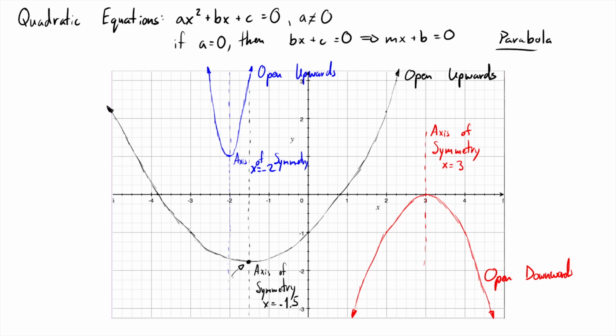This is the vertex, or the minimum for this parabola. Okay, so we'll call that the vertex. And again, we can label the vertex. It is, after all, a point. Okay, in this case, what is the vertex? Well, if we look at it, the x value is -1.5. Okay, so that's where our axis of symmetry comes in, -1.5. And the y value is somewhere around -1.75. Again, we're just kind of eyeballing it for now, but later on we'll be able to mathematically find that value.